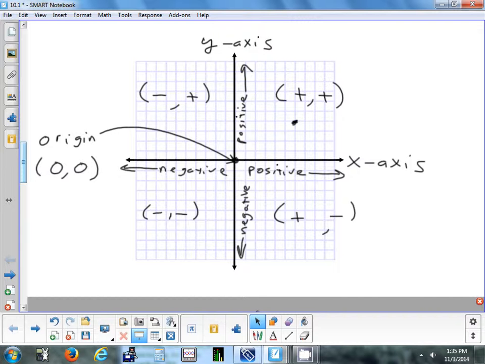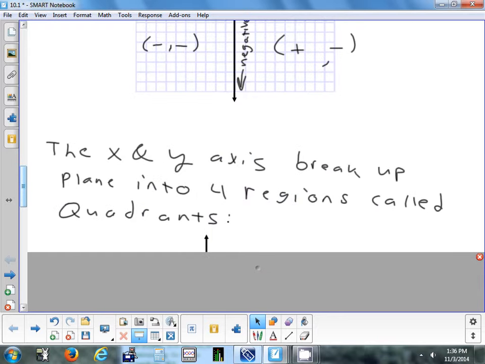Yeah? What's with the quadrants? We're going to talk about quadrants in a second. We'll talk about that. Okay. Any questions on that? No. Okay, so notice when you draw these axes, it takes this grid and divides it into how many sections? 4. Okay. Those 4 sections are called quadrants.